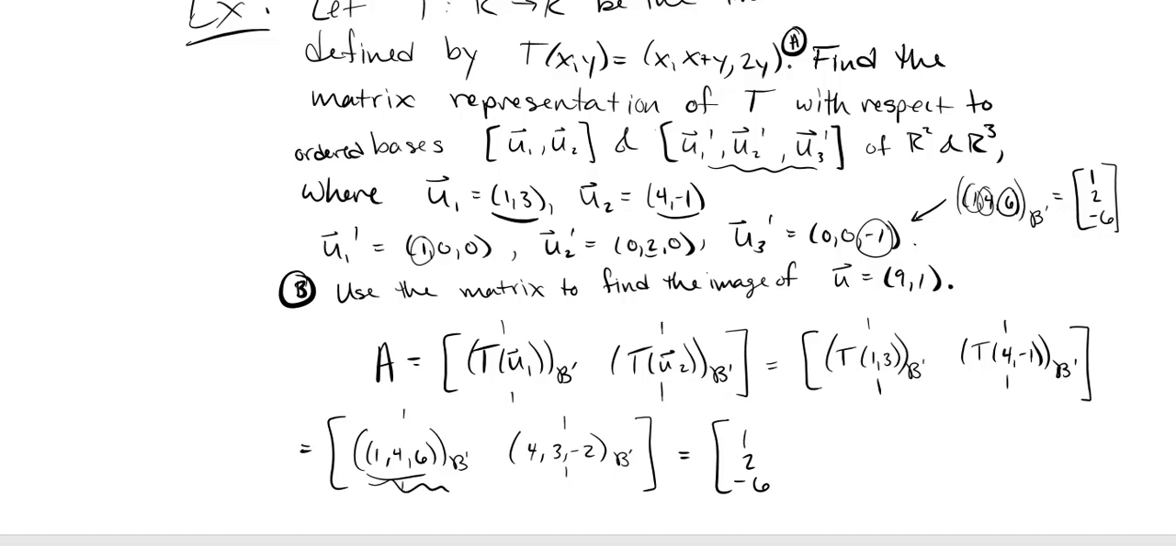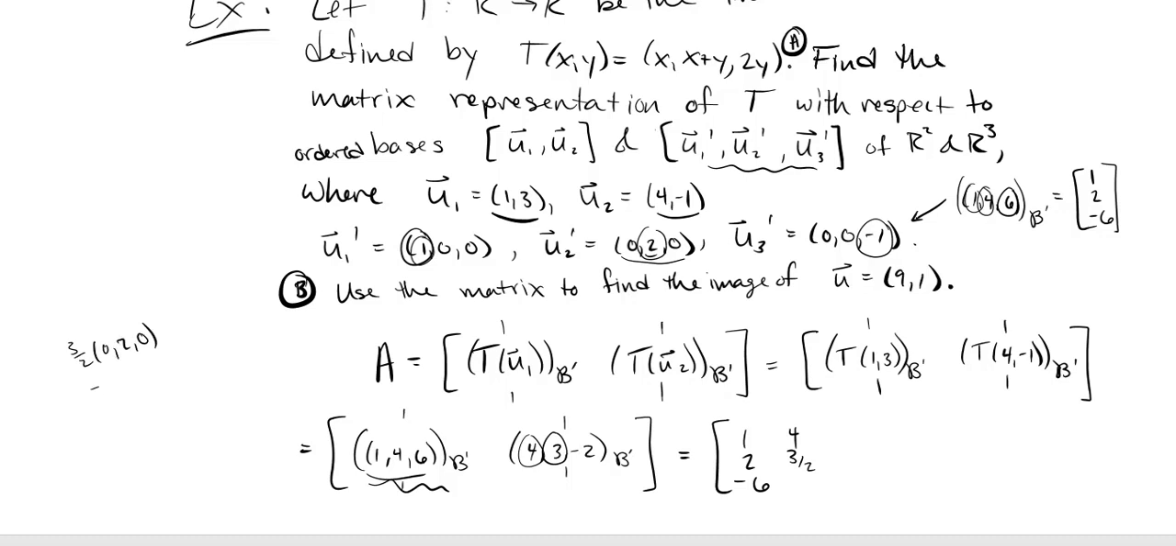Next one, 4, 3, negative 2. Well, that's also easy. To make the 4 in the first component, we'll have to take 4 copies of U1 prime. To make the 3 in the second component, we'll have to take how many copies? To make a 2, we would need 2/3 of a copy. Or I guess 3/2, sorry. 3/2 of a copy of U2, right?